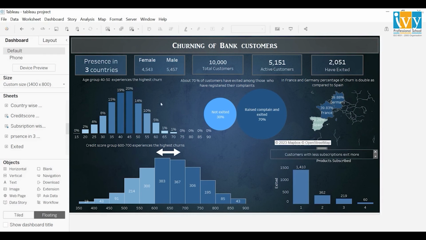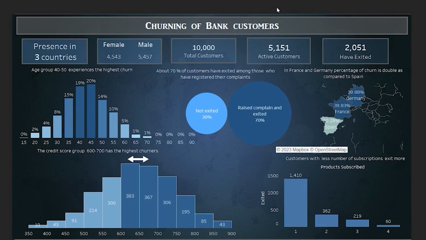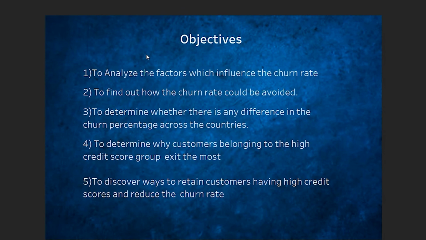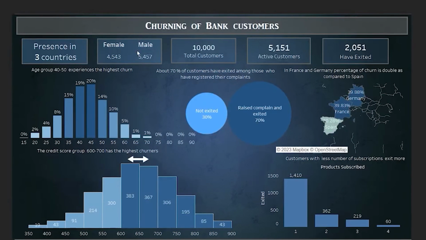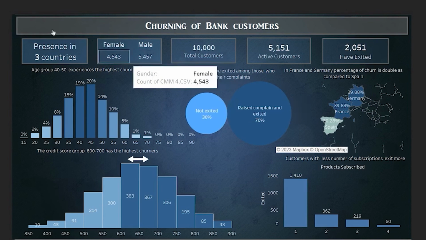The dashboard is completed. In this, we will focus upon the data storytelling part. The first objective is to determine which factors influence the churn rate. We can clearly see from the dashboard that age, complaints raised, country, credit score group and product subscribed influence the churn rate. However, we can see from the second card that the proportion of female and male is almost same. Hence, we can say that gender has no implications on the churn rate. So, in the dashboard, there is no visual that shows the effect of gender on churn rate.